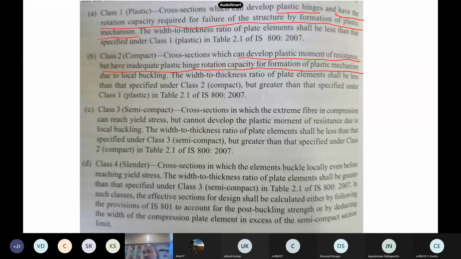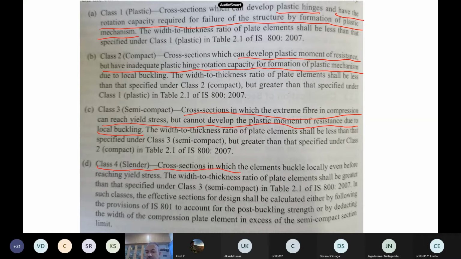So this, the class 2, is the compact section. Now here's a cross section where the extreme fibers have reached yield stress but cannot develop the plastic moment of resistance due to local buckling. Before that, the web or some flange buckles and then it is lost. So this is what we call semi-compact. And then the slender section.